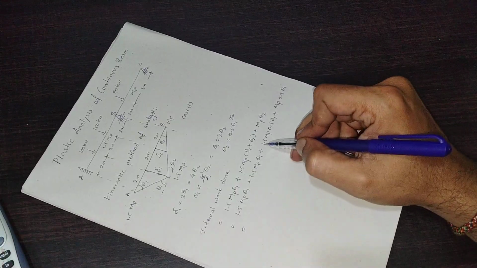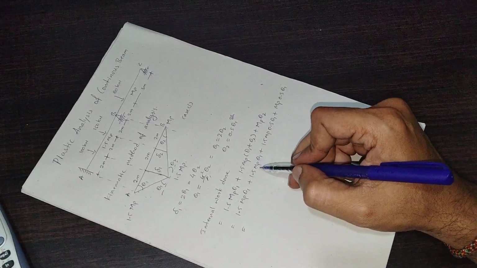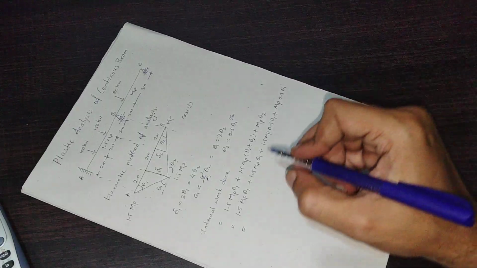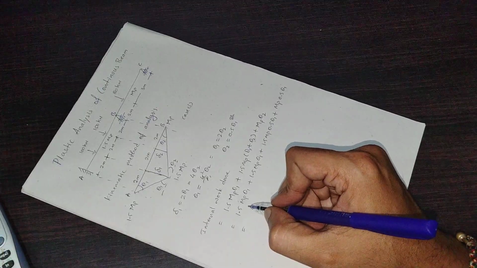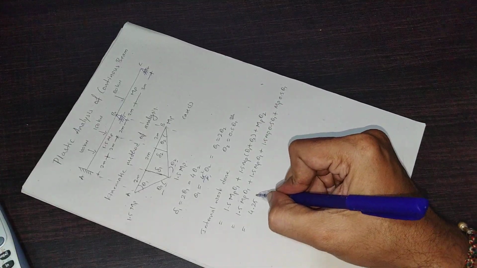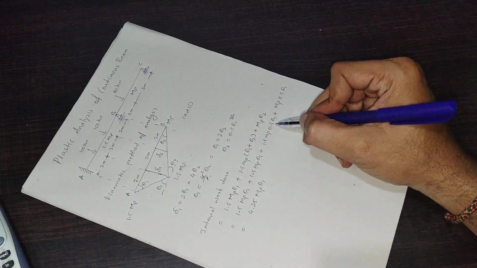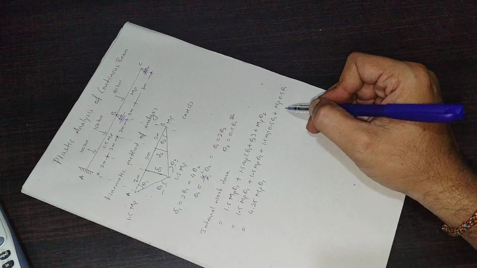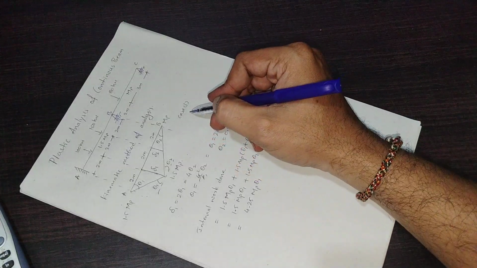So now we have all the values in theta 1. We just need to sum up: 1.5 and 1.5 is 3, and here it is 1.5 times 0.5, which is 0.75, plus 0.5, that is 1.25. That is 3 plus 1.25, which is 4.25 MP theta 1. Now this is the internal work done for case 1.